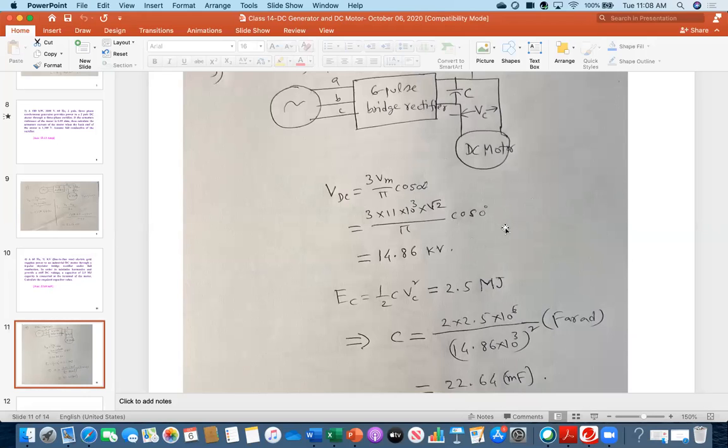We'll continue this chapter. At least we need one more class. There are different types of DC motor and different types of DC generator. And then we'll be looking at the speed control methods for DC motor. Those are also very important. Then we'll be done for this chapter. Okay, so I'm stopping the sharing.